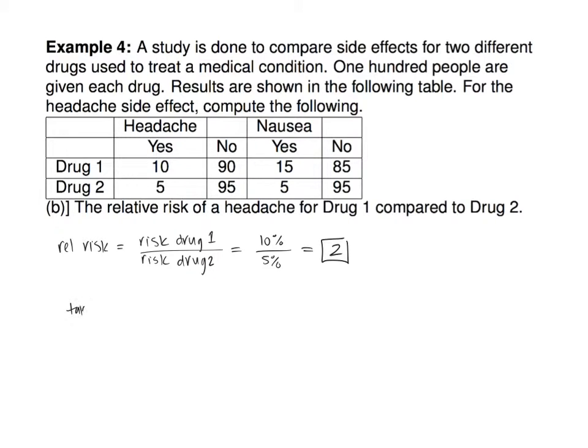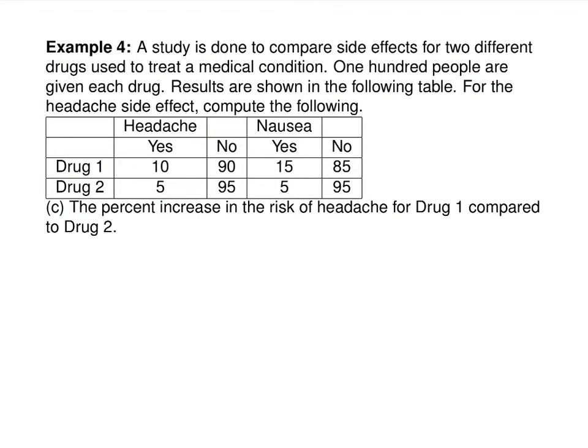Let's just write that down. So taking drug 1, twice as likely to get a headache as drug 2. If you're someone who hates headaches like me, you're like, oh, yay. Drug 1 looks overall kind of bad, doesn't it? Also, nausea is worse, so nobody wants to take drug 1.